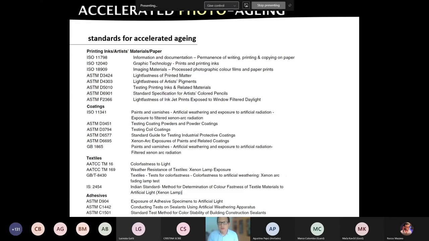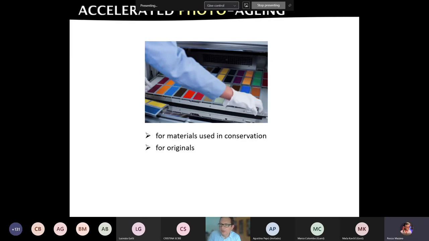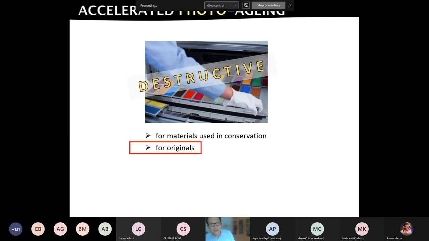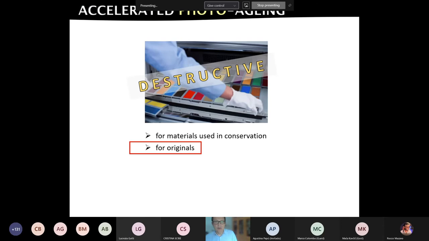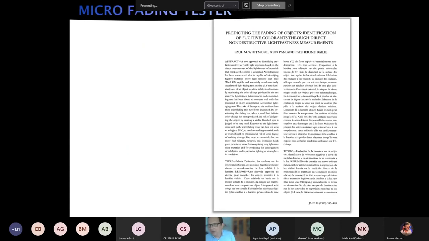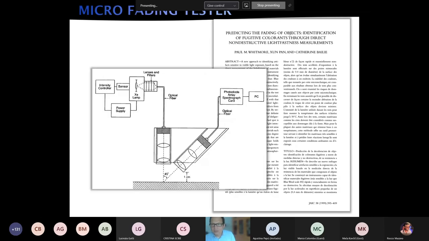But the problem is that we can do it for materials used in conservation, or to test conservation procedures. But you cannot do this for originals because it's destructive. So that limits our possibility to do the testing. But in 1999, there was a paper published presenting the technique which can be used to test light fastness on a micro scale.